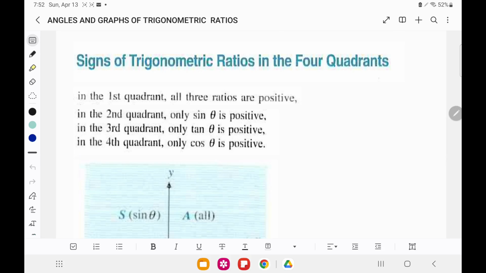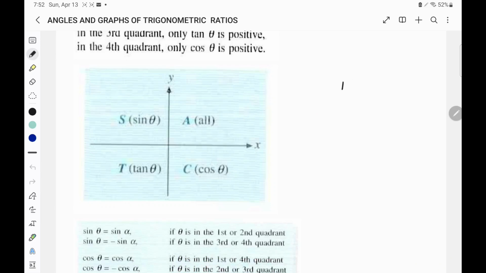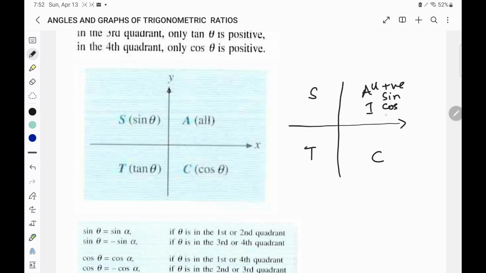In this diagram you can easily understand it. CAST in short, we always remember. In the first quadrant, all positive. If all are positive, it means sine is positive, cos is positive, and tan is positive.